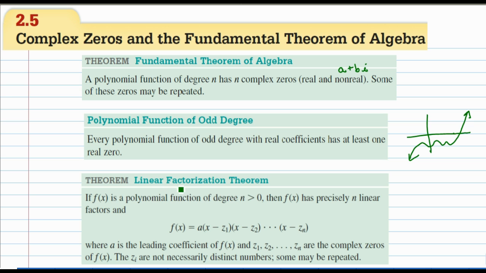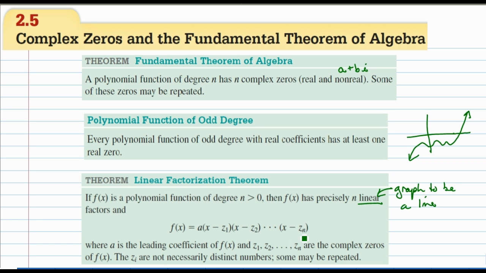Then this last piece that we're going to talk about is the linear factorization theorem. Basically, what this says is if you have a polynomial of degree n, which is greater than 0, then f of x has precisely n linear factors. Linear means it would graph to be a line. So for example, if we had a 5th degree polynomial and I broke down and found all of those zeros, real and imaginary, and factored it, I would get x minus the first zero times x minus the second zero times x minus the third zero times x minus the fourth zero times x minus the fifth zero. It would have 5 of those breakdowns.